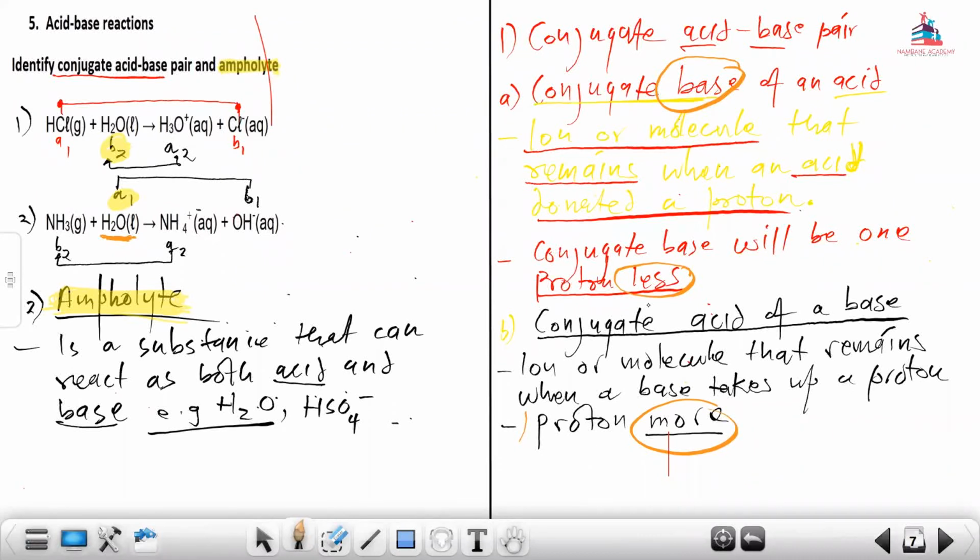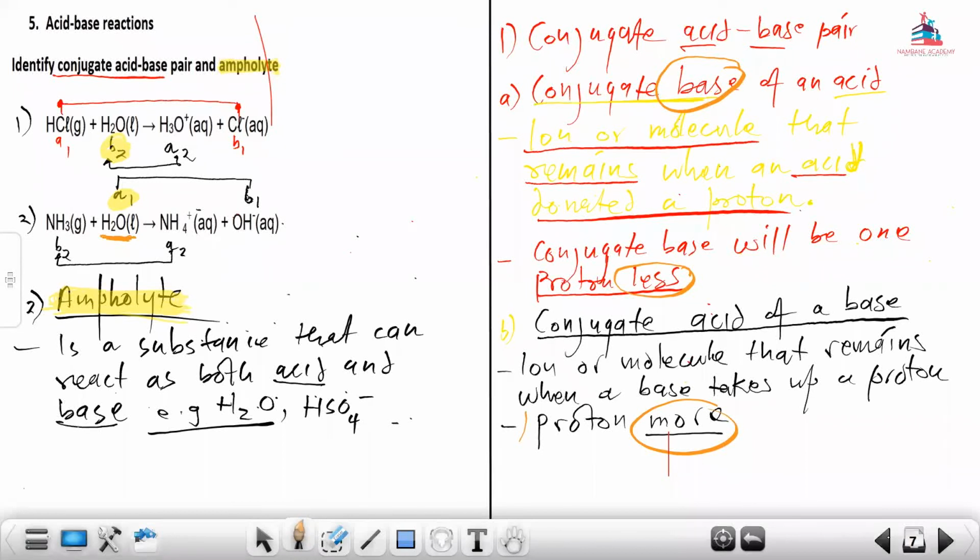Is it a follow-up question? Yes, sir. I want to put it the way I understand it. Naturally a base gains a proton and an acid loses a proton. So in terms of conjugate, it is the opposite, whereby a base loses a proton and an acid gains a proton. Nope, that is not correct.